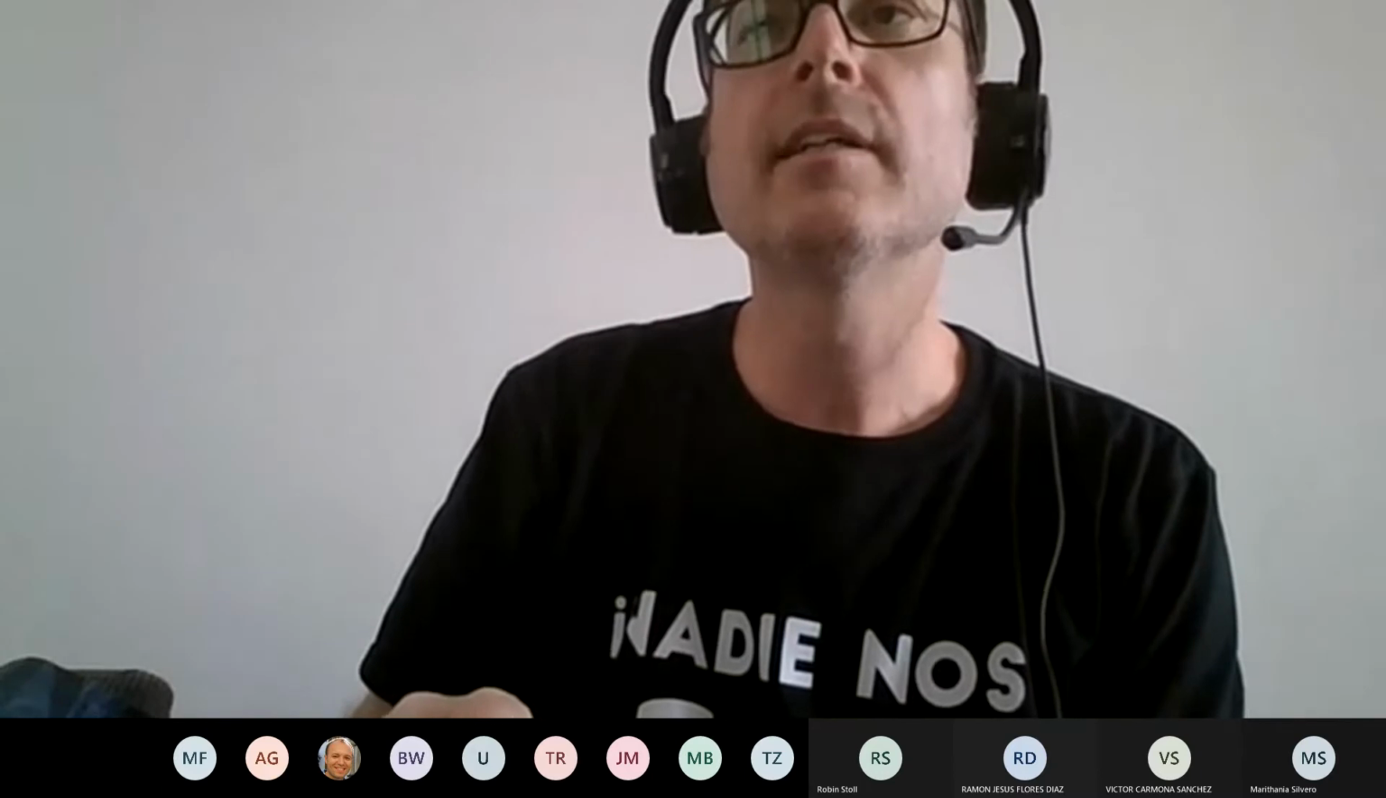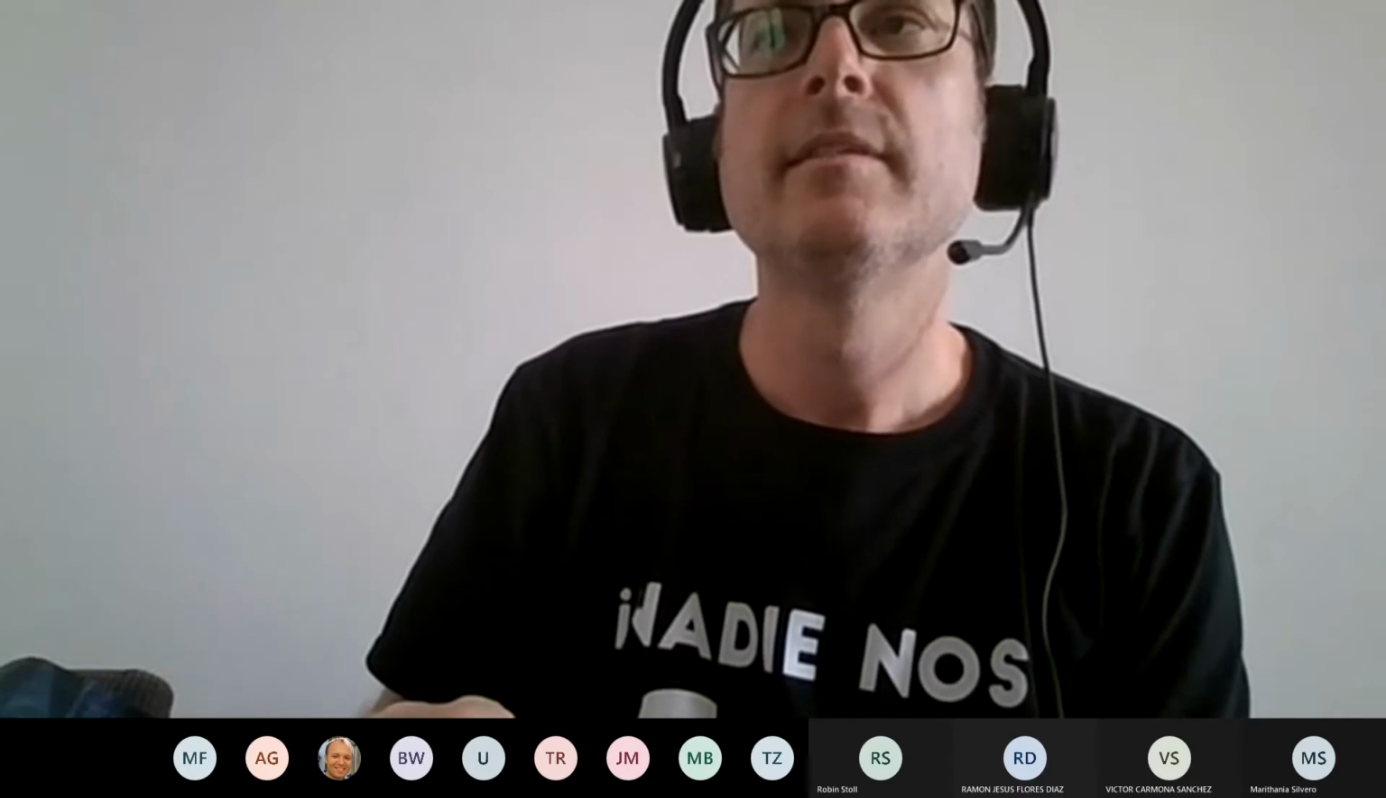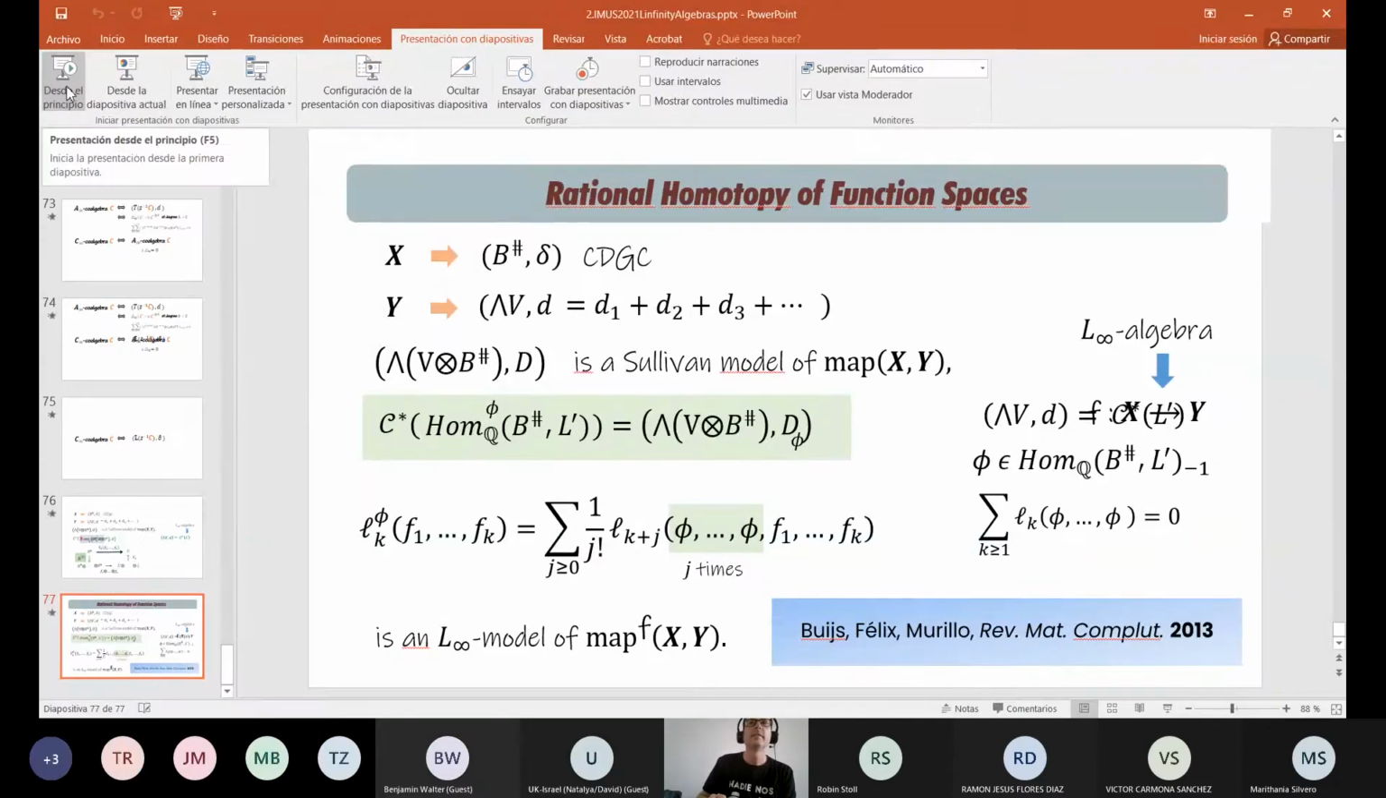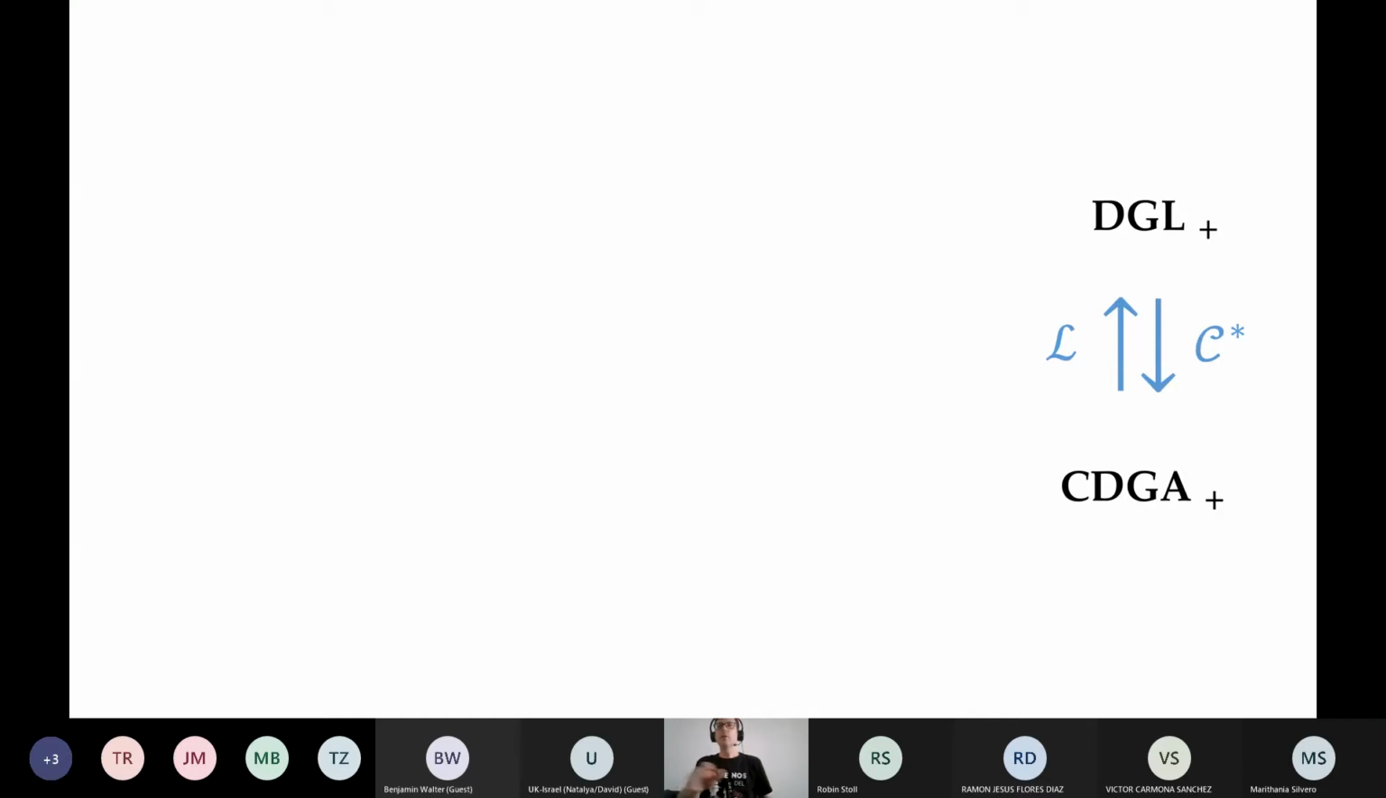So let me change that. I have to share the second part of the talk, which is this one, I think. Yes. Recall that we have this pair of adjoint functors due to Neisendorfer from CDGAs to DGLs, and then we will associate to a DGL a particular CDGA.